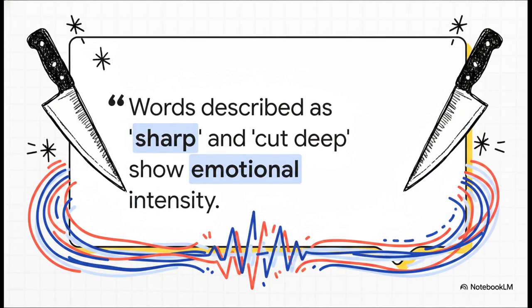And let me give you a quick example of how powerful a short, focused direct quote can really be. Check out this sentence. Words described as sharp and cut deep show emotional intensity. Notice how the writer isolated just those very specific words, sharp and cut deep. By keeping the direct quote short, it lets you, the writer, laser focus your analysis on the specific language and the real emotional weight those words carry.